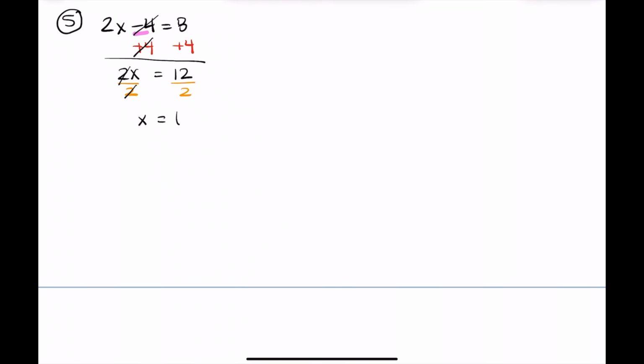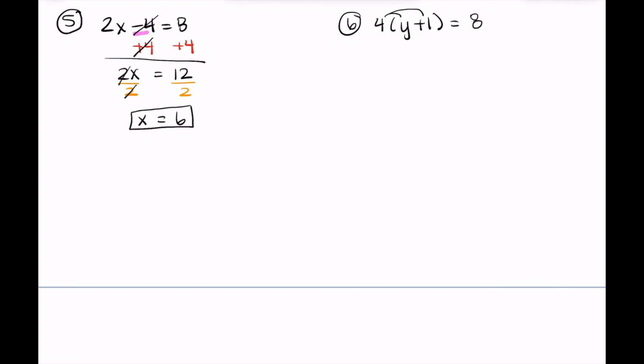Now we will get into our sixth and final practice question for today. In this one, we are also using the distributive property. So remember PEMDAS, we need to distribute first. We have to do our parentheses. So I'm going to go through here and distribute this 4 to the y plus 1. When I do that, I get 4y plus 4 equals 8.